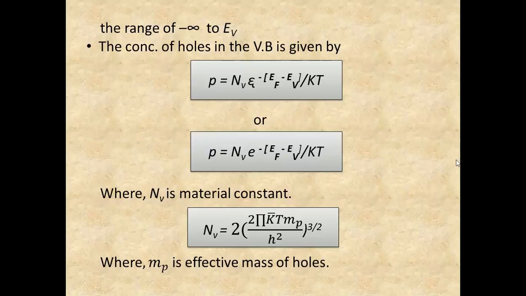Everything is the same. Instead of electrons, we're talking about holes. In the lower section the holes will be present, and the concentration of holes is again given by this or this formula. Again, the difference is only in the representation of E. Now, instead of N_C, the material constant is N_V, which is given by the same formula. Everything is the same over here, except that instead of m_n, we have m_p, which is the effective mass of holes.